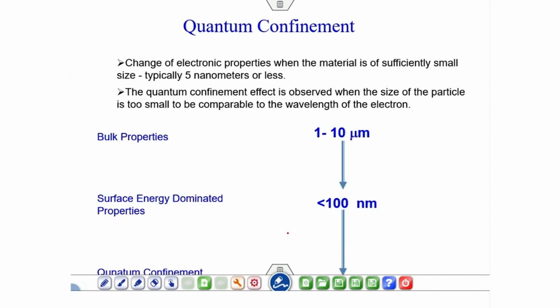Now, we must be thinking, what is it? Well, what is quantum confinement? Because this will keep on coming to us in optical or electrical, electronic properties also. So, quantum confinement means change of electronic properties when the material is of sufficiently small size, typically of the order of 5 nanometers or less, 500 or less.